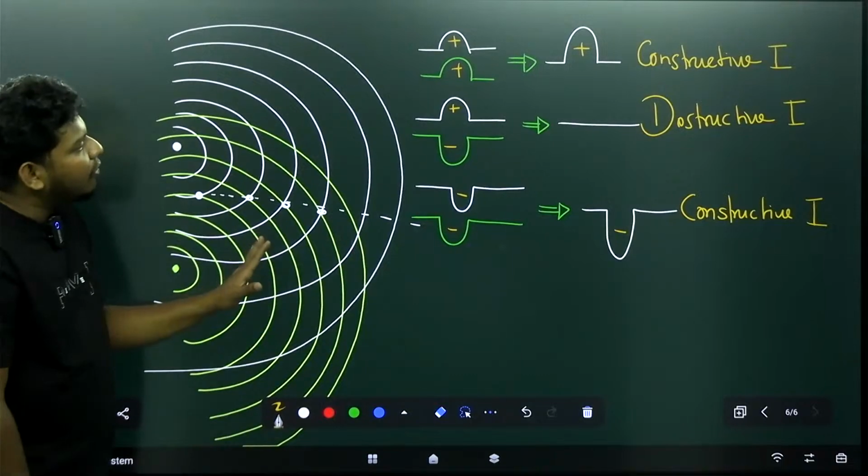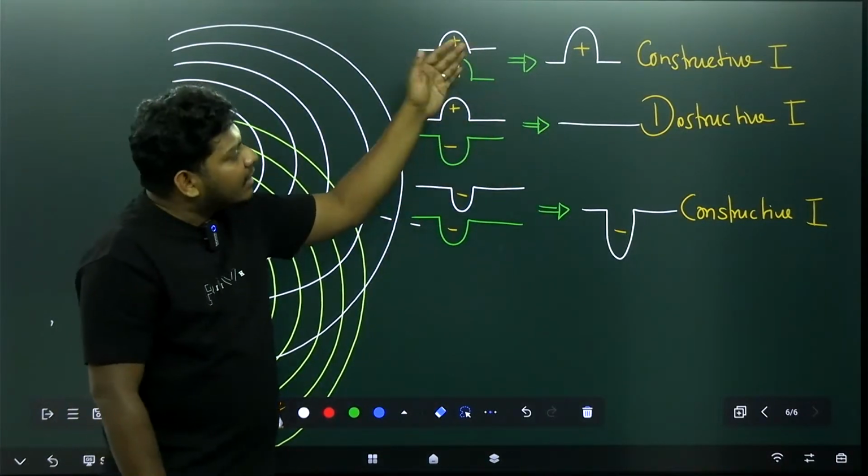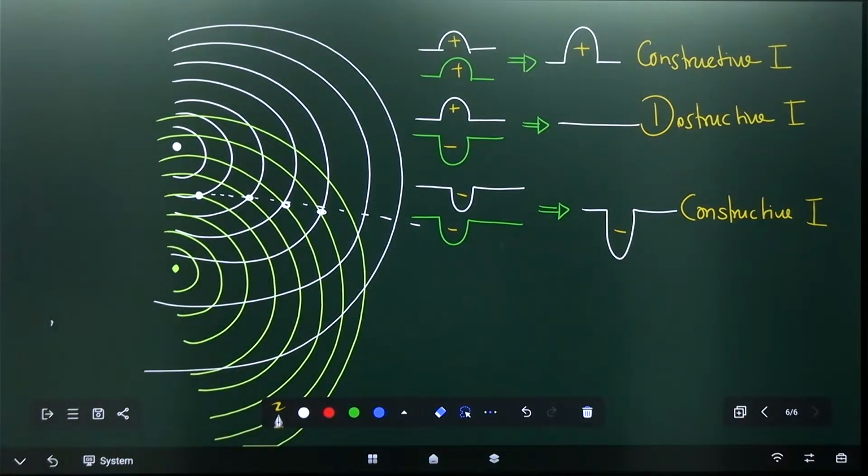Okay, guys. So first of all, please draw this one in your exercise book and mark the constructive and the destructive interferences. Okay, right. Please mark the constructive and the destructive interference in your exercise book.